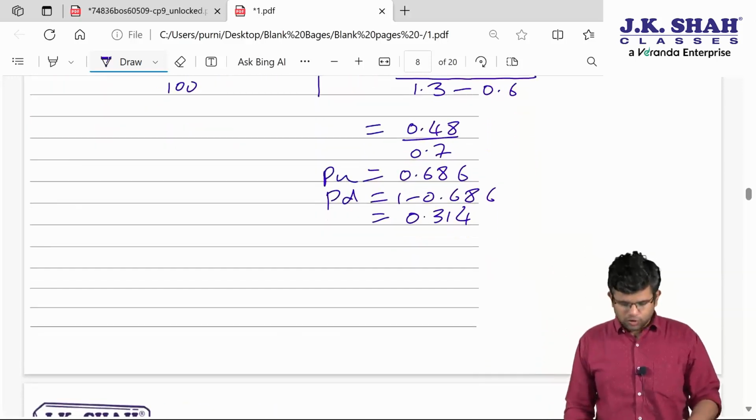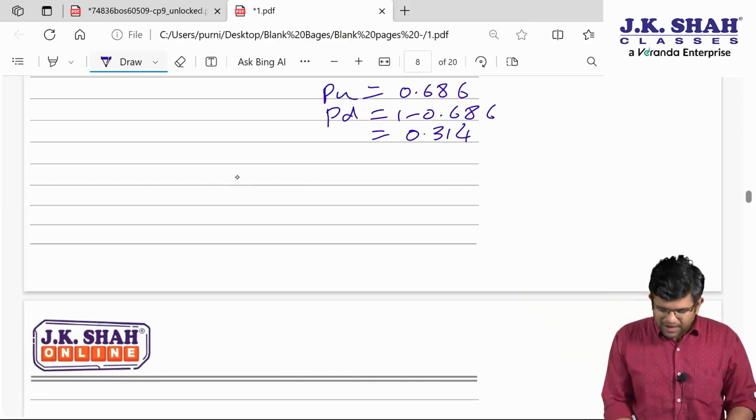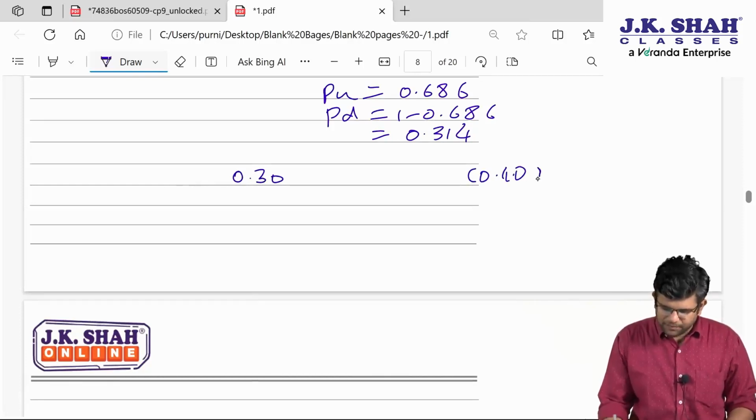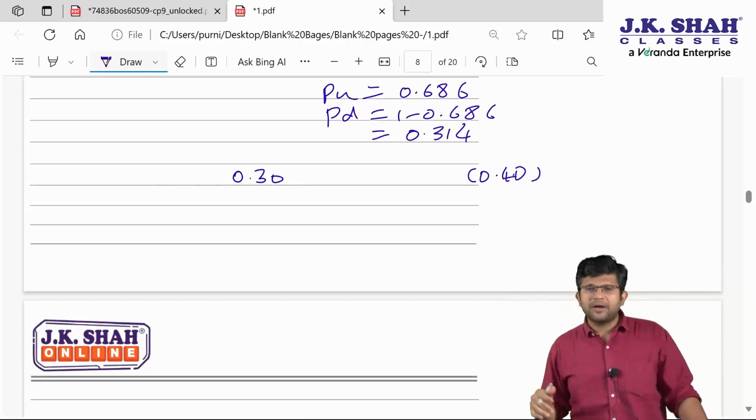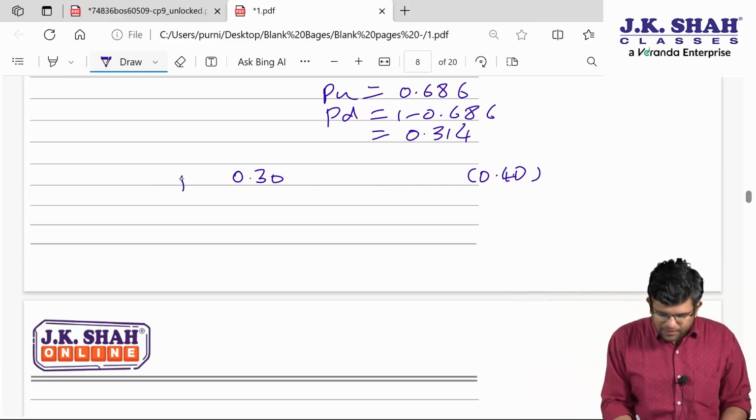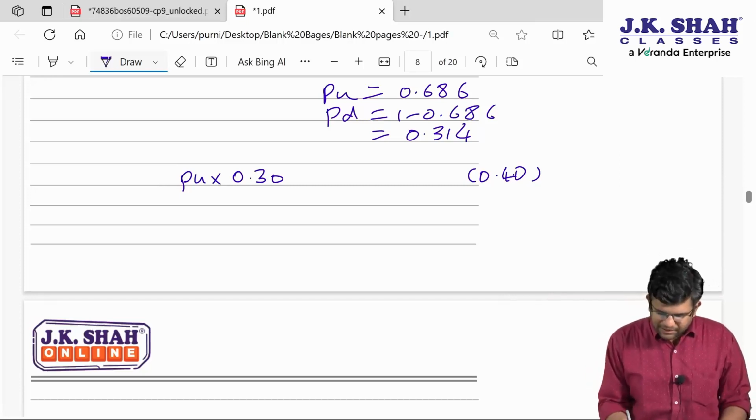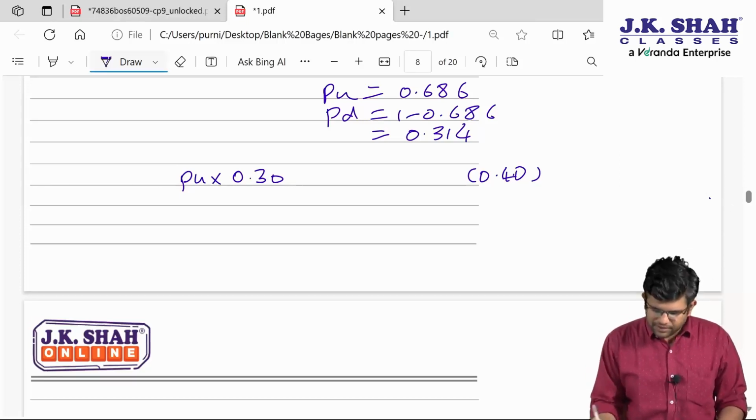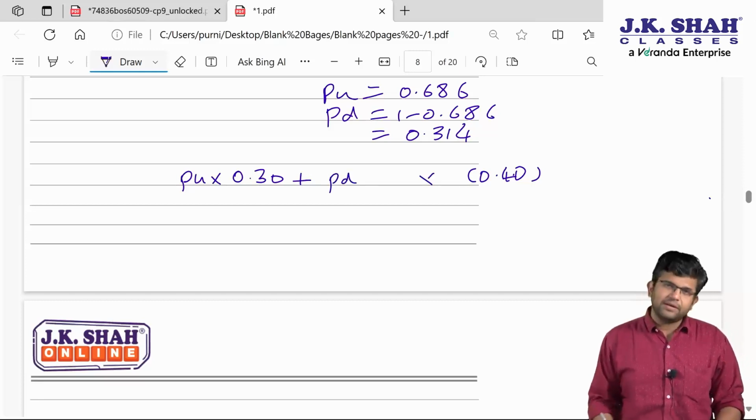I'll show you that also. So that method is like this, that they say that you will either get a 30% return or you will get a 40% loss, correct? 100 can go to 130 or 100 could go to 60. Now let's say the probability of you getting 30% return is PU and the probability of you getting a 40% loss is PD. Everyone clear?